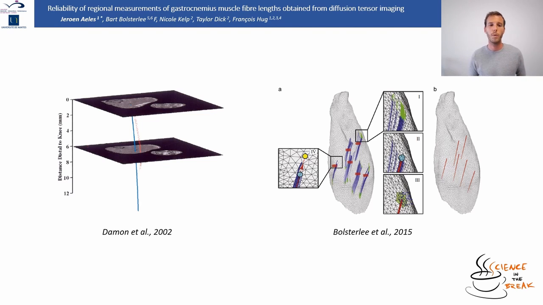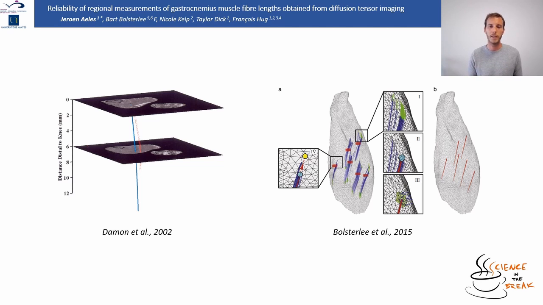And here we can see one of the first examples of that in the paper by Damon et al., where they looked at a red muscle, and in red you can nicely see a reconstruction of the muscle fiber bundle. And then on the right is a beautiful figure by one of my other good friends, Bart Bolsterlee, who did some beautiful work here in trying to reconstruct muscle fibers in humans.